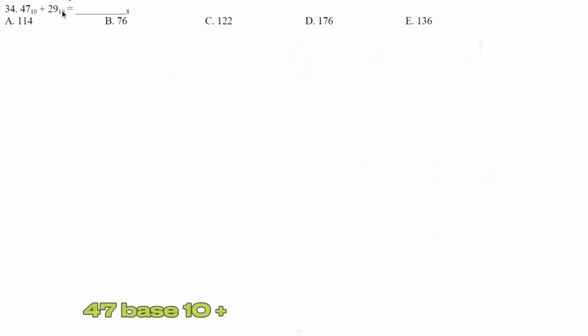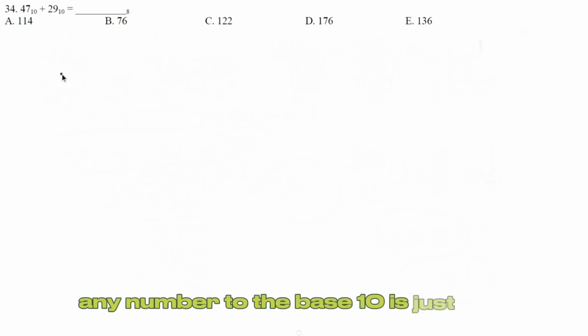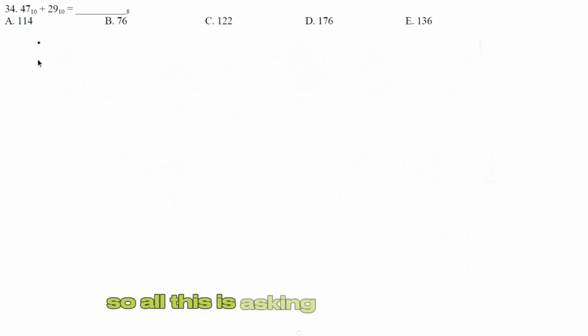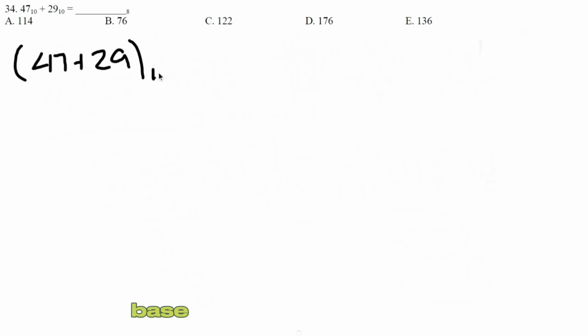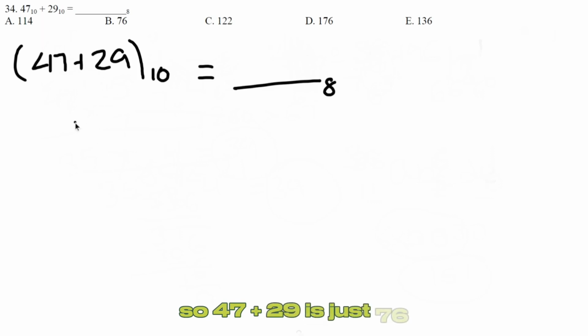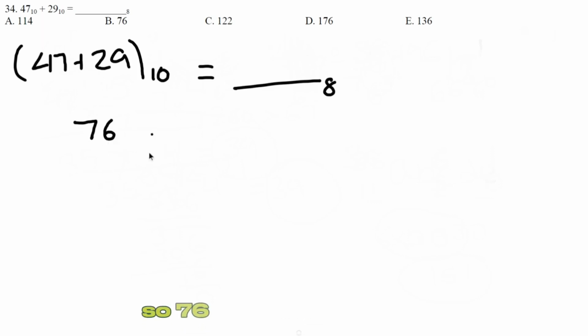47 base 10 plus 29 base 10 equals what base 8? Alright, so as seen in the second problem, any number in base 10 is just that number by itself. So all this is asking is 47 plus 29 in base 10 equals what in base 8? So 47 plus 29 is just 76. So 76 base 10 equals what base 8?